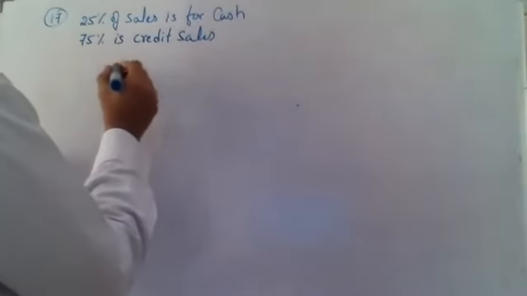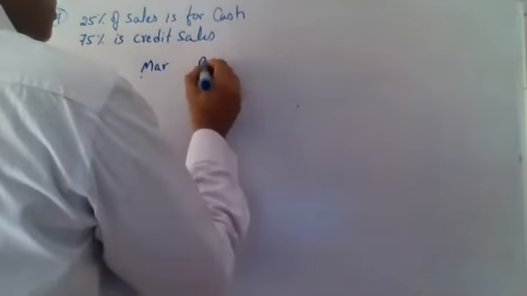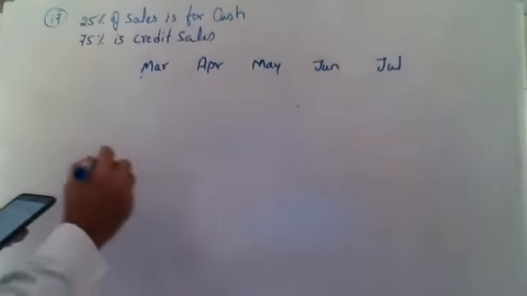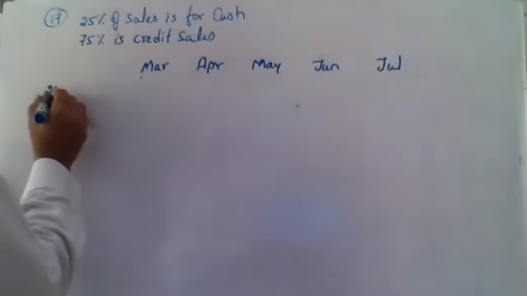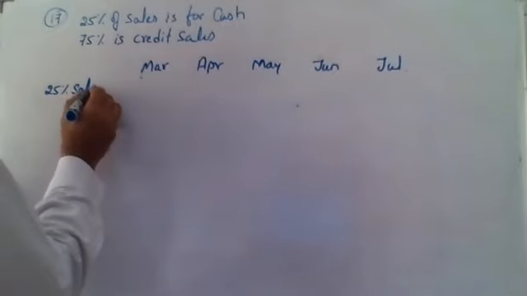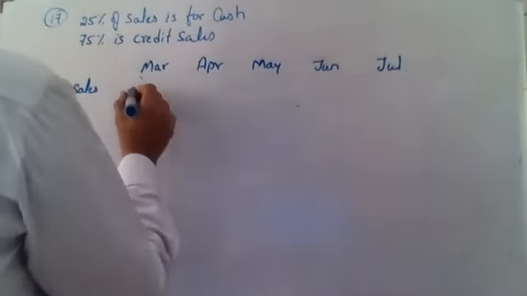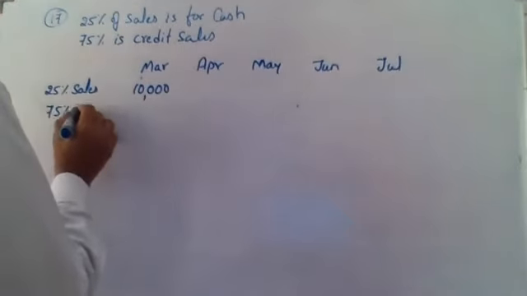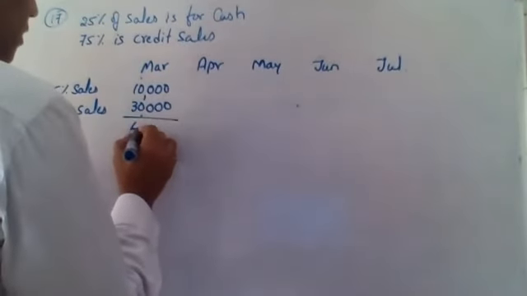He gave the information from March. So March, April, May, June, and July, and he gave the sales. I will directly take 25% of sales. 25% of 40,000, March sales is 40,000, is 10,000. So 75% sales is 30,000, because your total sales is 40,000. Correct?